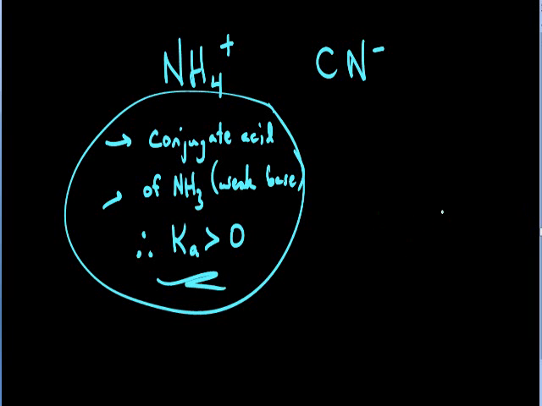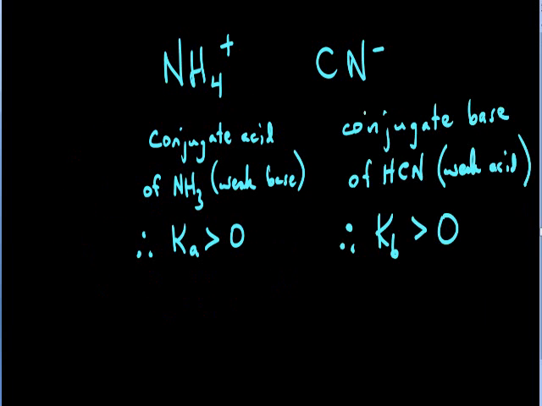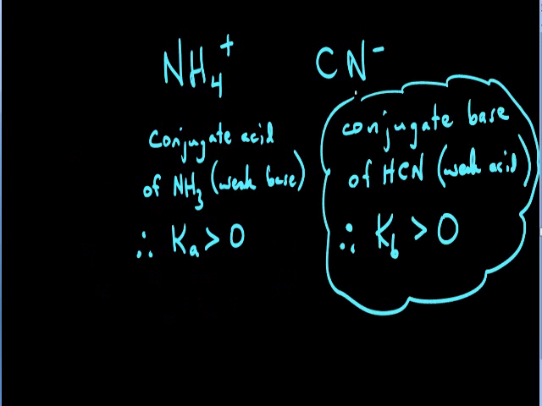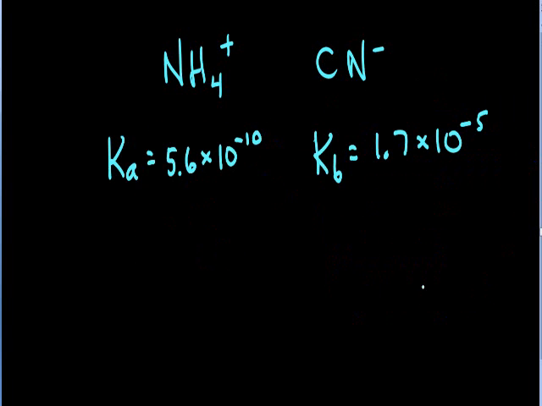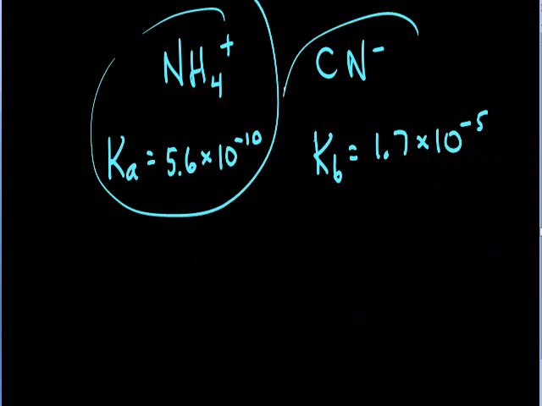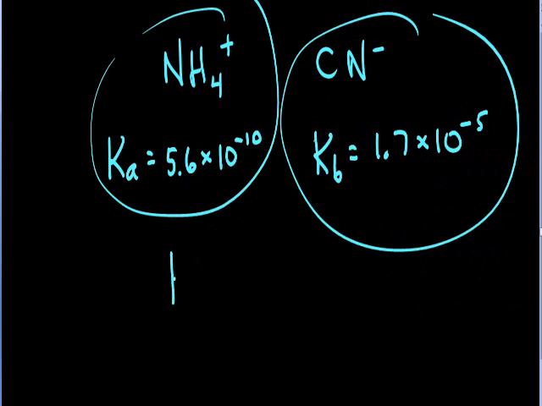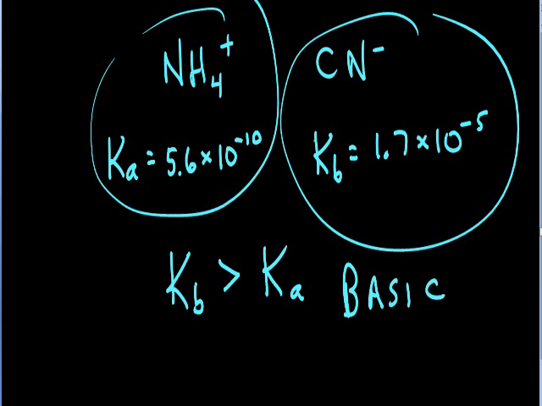The cyanide ion is the conjugate base of the weak acid HCN. Therefore, since it's the conjugate base of a weak acid, cyanide would be a non-spectator ion. It has a Kb value also greater than 0. Comparing the non-zero Ka and Kb values of the ammonium ion and cyanide ion, we can see that the Kb value of the cyanide ion is greater than the Ka value of the ammonium ion. Consequently, this salt, ammonium cyanide, would create a solution that's going to be basic.